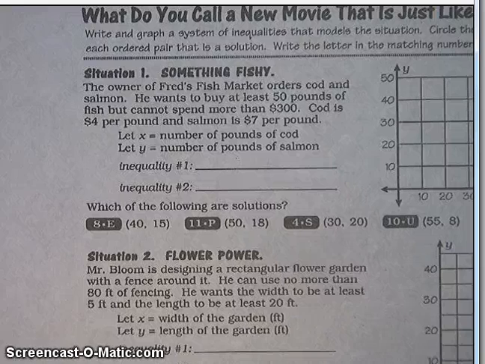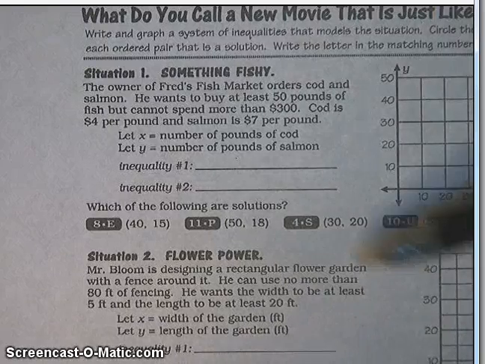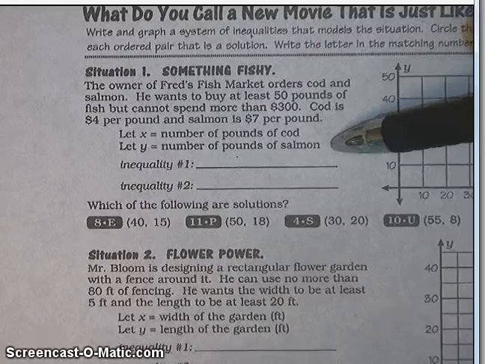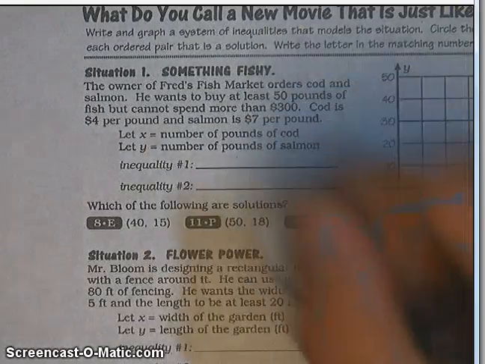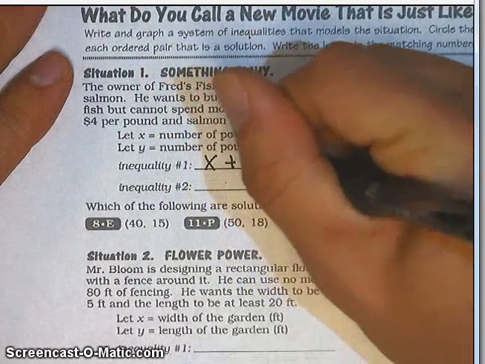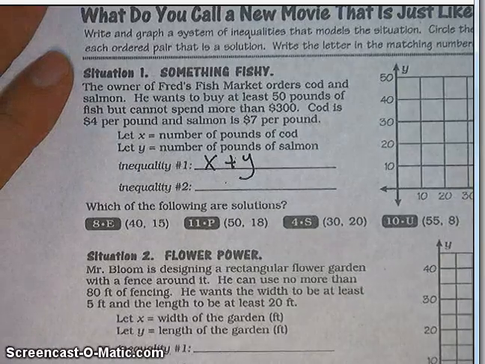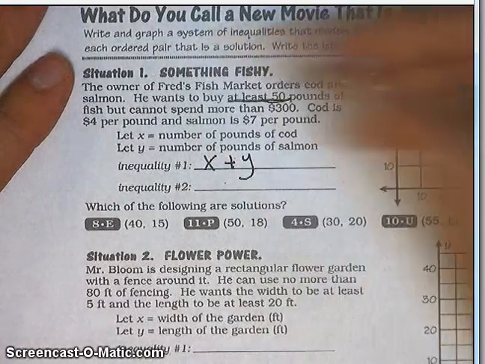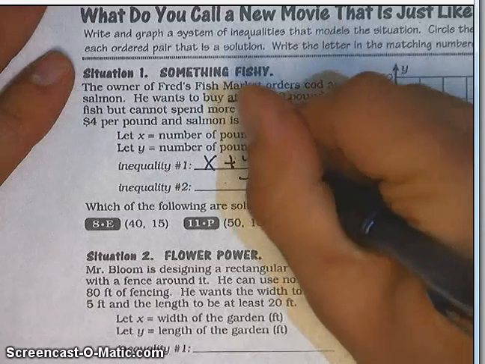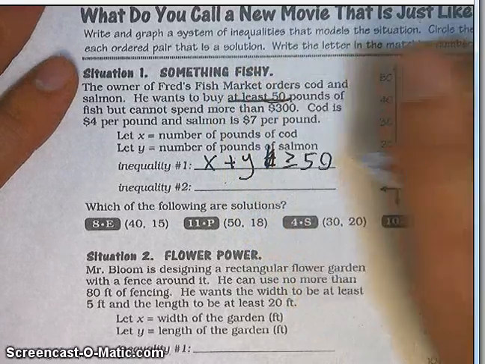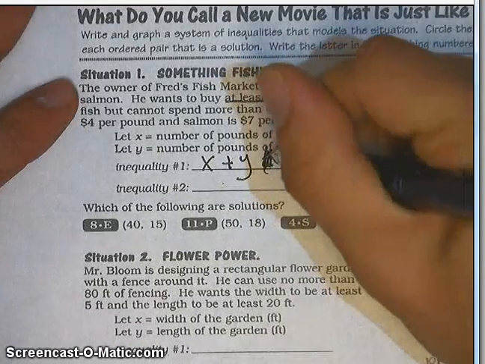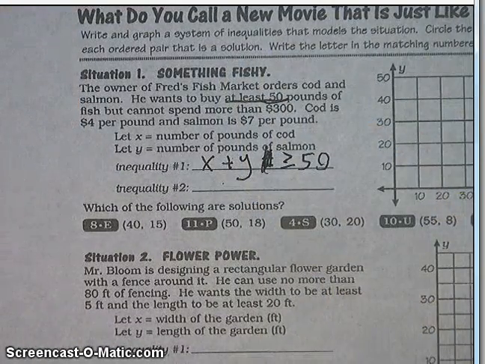Cod is $4 per pound, and salmon is $7 per pound. Let x equal the number of pounds of cod, and y equal the pounds of salmon. Inequality number 1. Okay, so check it out. x plus y. If we add those pounds together, it should be at least 50 pounds. So that means greater than or equal to 50, because they need to be at least 50 pounds. That means they can be 60, 70, 80.